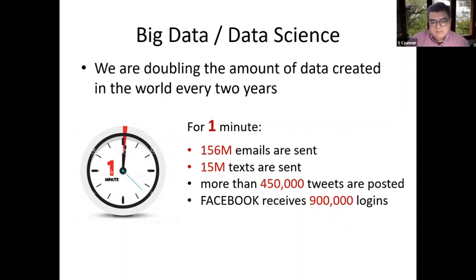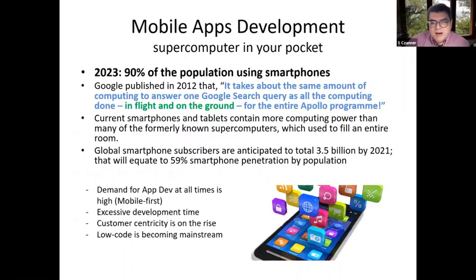So this is one type of emerging technology that is still developing, and it's used in many of the areas that we're using every day. Like, for example, mobile applications. What are mobile applications these days? Those are the supercomputers in our pockets. And there is a forecast that in 2 years' time, in 2023, 90% of the population will be using smartphones.